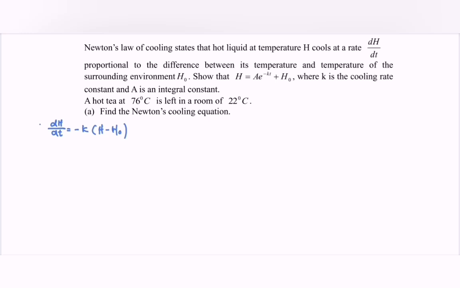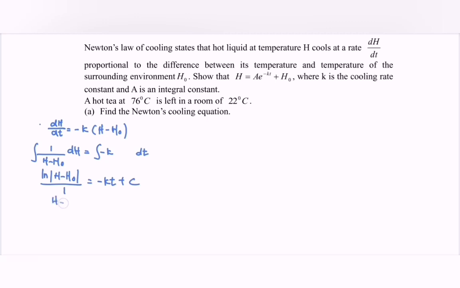By using separable variables, we have dH/dt equals negative k times 1 over (H minus H0). The following step will be to add the integration sign, so we integrate 1 over (H minus H0). As we all know, H0 is the temperature of the surrounding environment, which is a constant with respect to H. So we have ln|H minus H0| equals negative kt plus C. Rewrite the situation, expressing H as the subject.